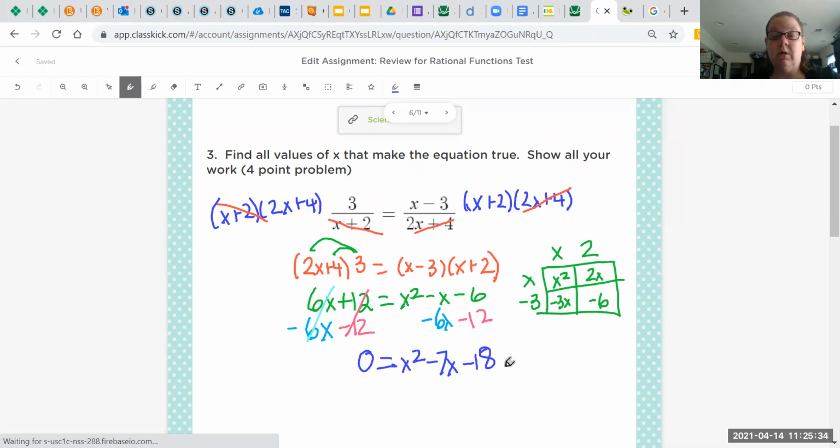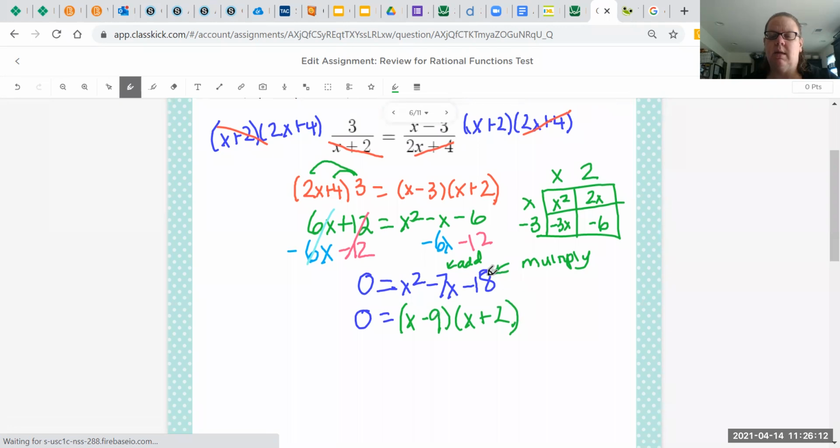So now I have an x squared trinomial. That means I need to factor. So I need 2 numbers that multiply to negative 18 and add to negative 7. So think of all the ways to multiply to negative 18. That means one's positive and one's negative, and they need to add to negative 7. So that would be negative 9 and a positive 2. Negative 9 plus 2 is negative 7. Negative 9 times 2, did I say that, is negative 18.